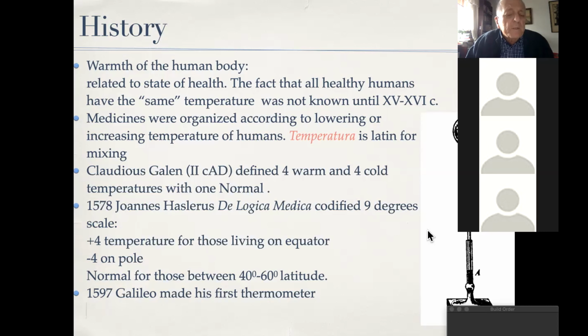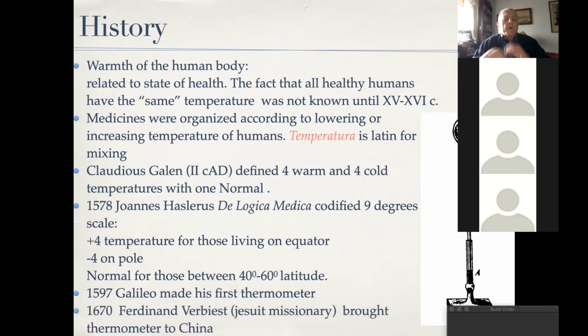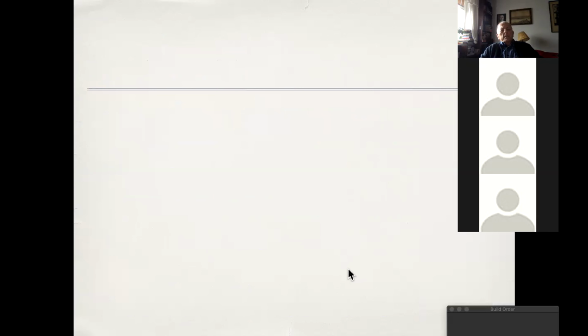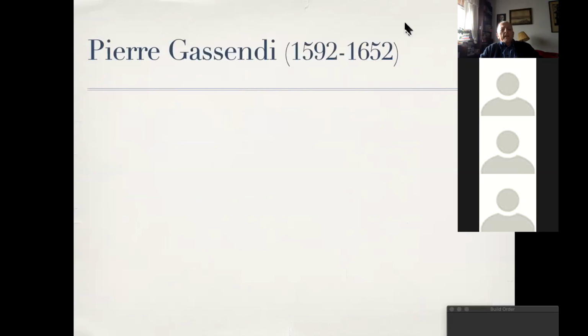The first thermometer was brought to China in the 17th century, essentially at the end of the 17th century, by one of the Jesuit missionaries. He brought the thermometer to China. The name of this individual was Ferdinand Verbiest. And that was how thermometers were brought to the Far East. All right. But the humans had been already in the 16th century.